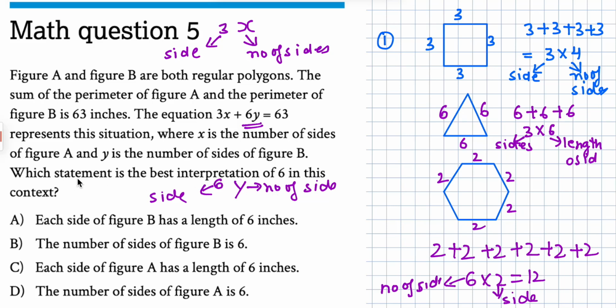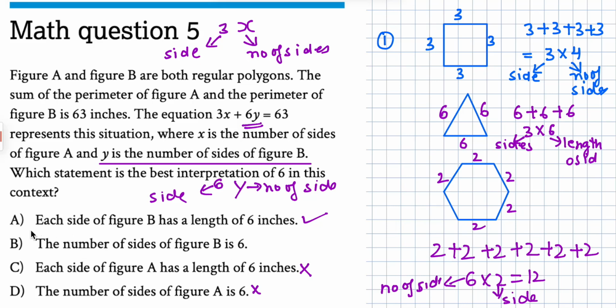Now let's see which statement is the best interpretation of 6 in this context. 6 is the measure of a side and y is the number of sides. Option A: each side of figure B has a side length of 6 inches. Makes sense. Option: the number of sides of figure B is 6. No, because here it is given y is the number of sides of figure B, so that cannot be the right option. If y is the number of sides, 6 is the side measurement. Another option: figure A has something to do with 6. No, A has nothing to do with 6 because its side length is 3 and the number of sides is x. So figure A is definitely not going with 6.